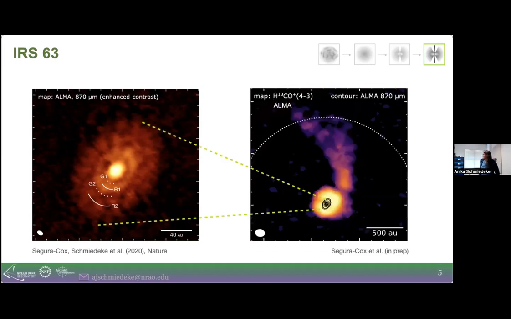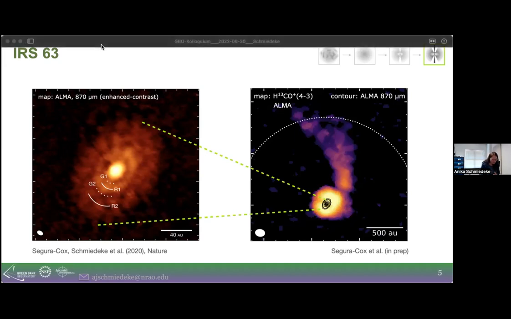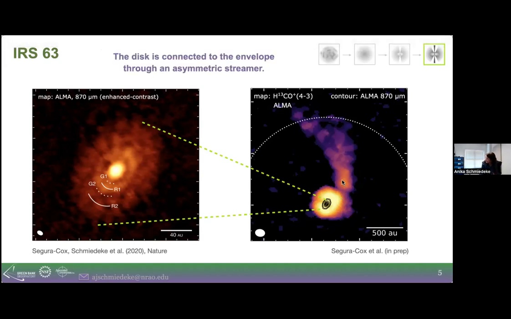For IRS-63, we have actually followed up our continuum study with a molecular line study. We observed H13CO+ with ALMA. And surprisingly, what we found was this streamer-like emission. I'll try to highlight this. So this emission, yeah, you can see the pointer.